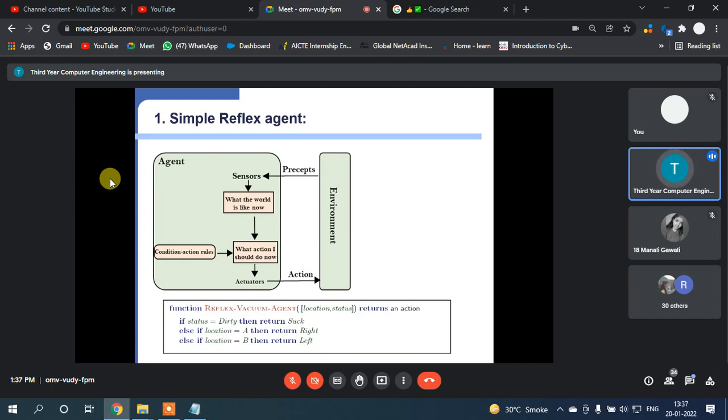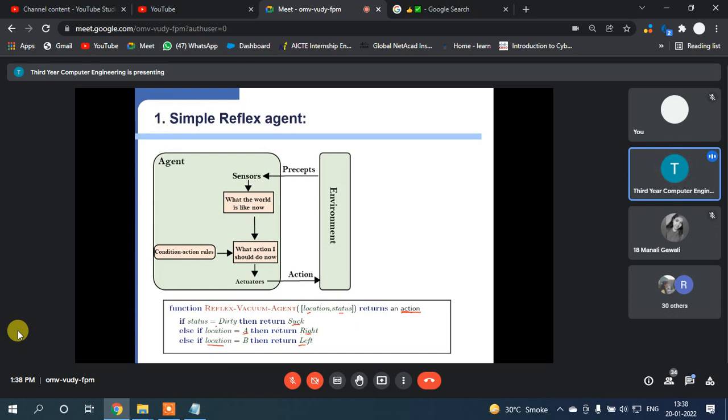So ये function देखो कैसे है? Function reflex vacuum agent where the location and status are there. It returns a particular action. Yes, if status equals dirty, then it returns suck. Okay, what it performs? Returns suck. Returns मतलब क्या? It returns this action, that is sucking. After that, else if location equals A, it is clean now, then it returns right. Okay, after that again it will check if location equals B, then it returns left.